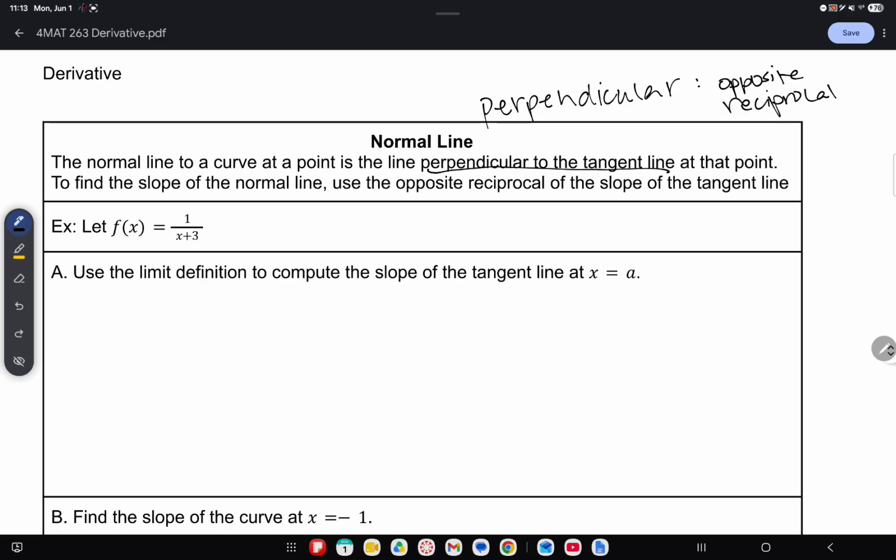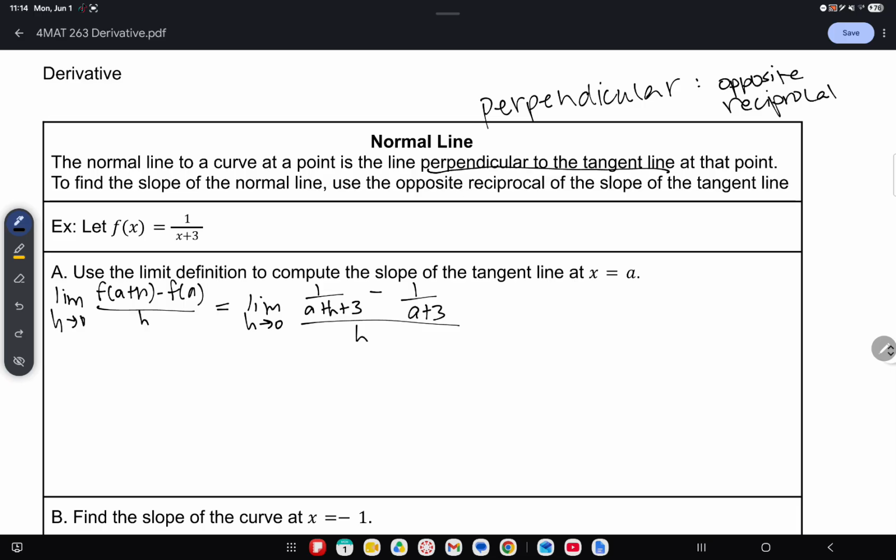So, use the limit definition to compute the slope of a tangent line at x equals a. Okay, let's use that limit definition: the limit as h goes to 0 of f of a plus h minus f of a, all over h. In this case, we have the limit as h goes to 0 of 1 over a plus h plus 3, minus f of a, so 1 over a plus 3, all over h.